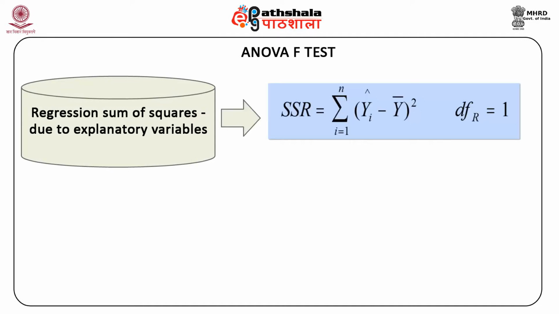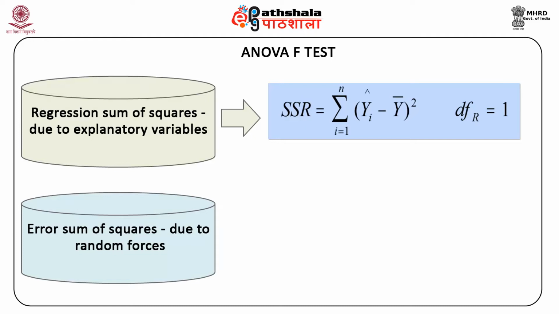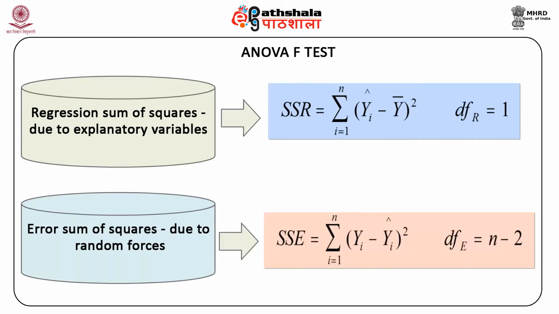SSR is sigma i equal to 1 to n, (yi hat minus y bar) the whole square. DFR is equal to 1. Error sum of squares is unexplained variation due to random forces. SSE is equal to sigma i from 1 to n, (yi minus yi hat) the whole square. DFE is equal to n minus 2.